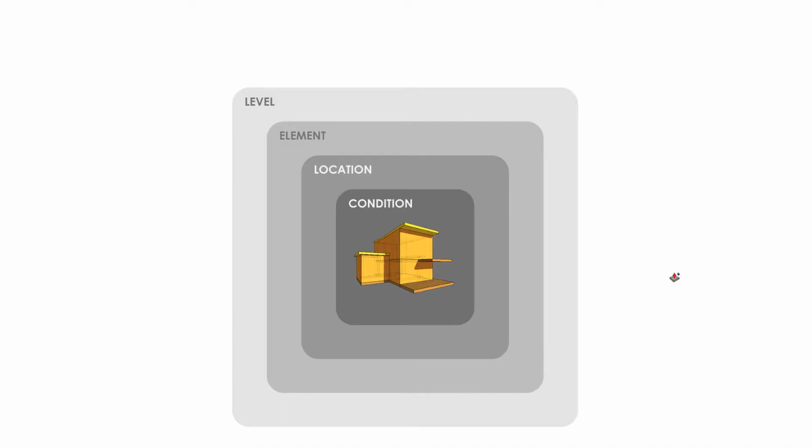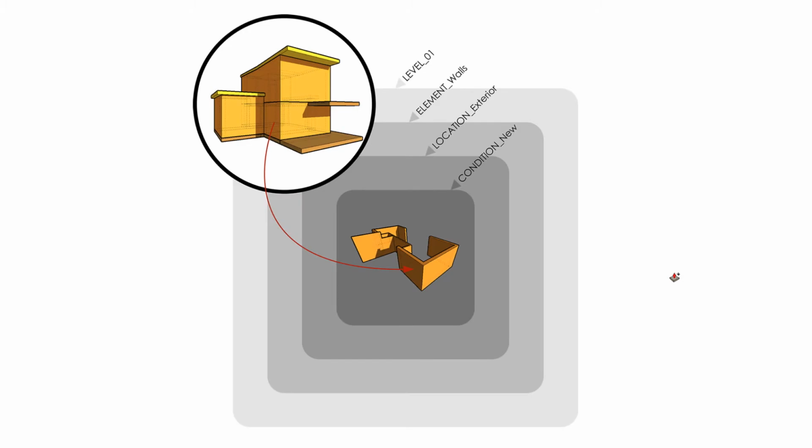And each one of those groups gets a layer. If you're familiar with layers, you select a group, click on the Entity Info Layer dropdown, and assign a layer like Level 1. Then you double click in, and there's another group that has all your walls in it. You assign the layer Walls to that. Then you double click into that, and you have all your exterior walls. That's a group, and you assign the layer Location Exterior, double click in there, there's another group, and you assign the layer Condition New.